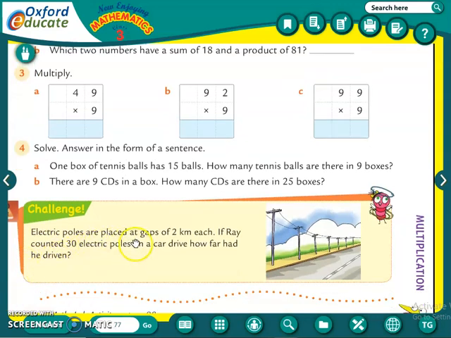Electric poles are placed at a gap of 2 km each. If Ray counted 30 electric poles on a car drive, how far had he driven? So this is also a sum of multiplication. Use your mind and apply your mind and do the calculation. I will give you the answer afterwards.